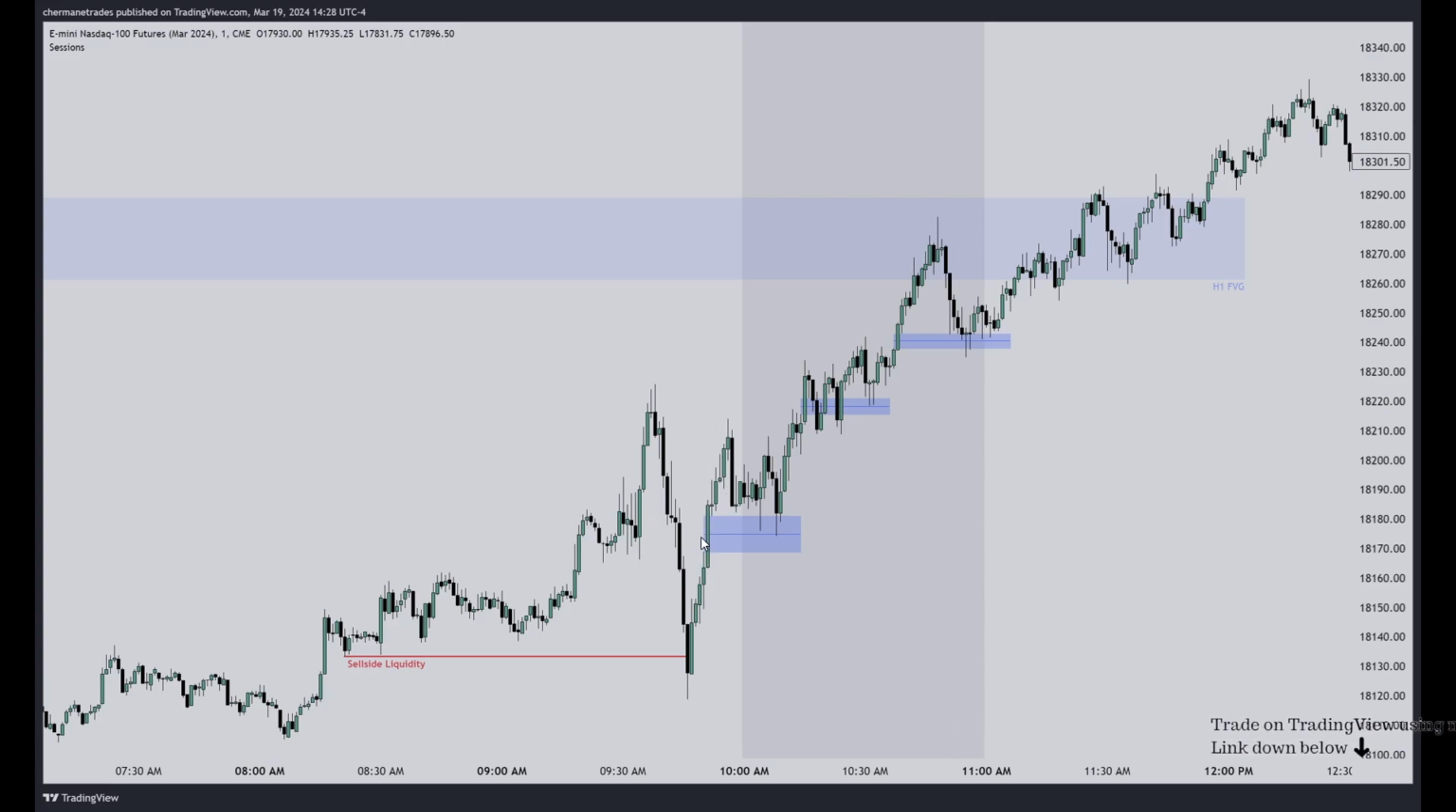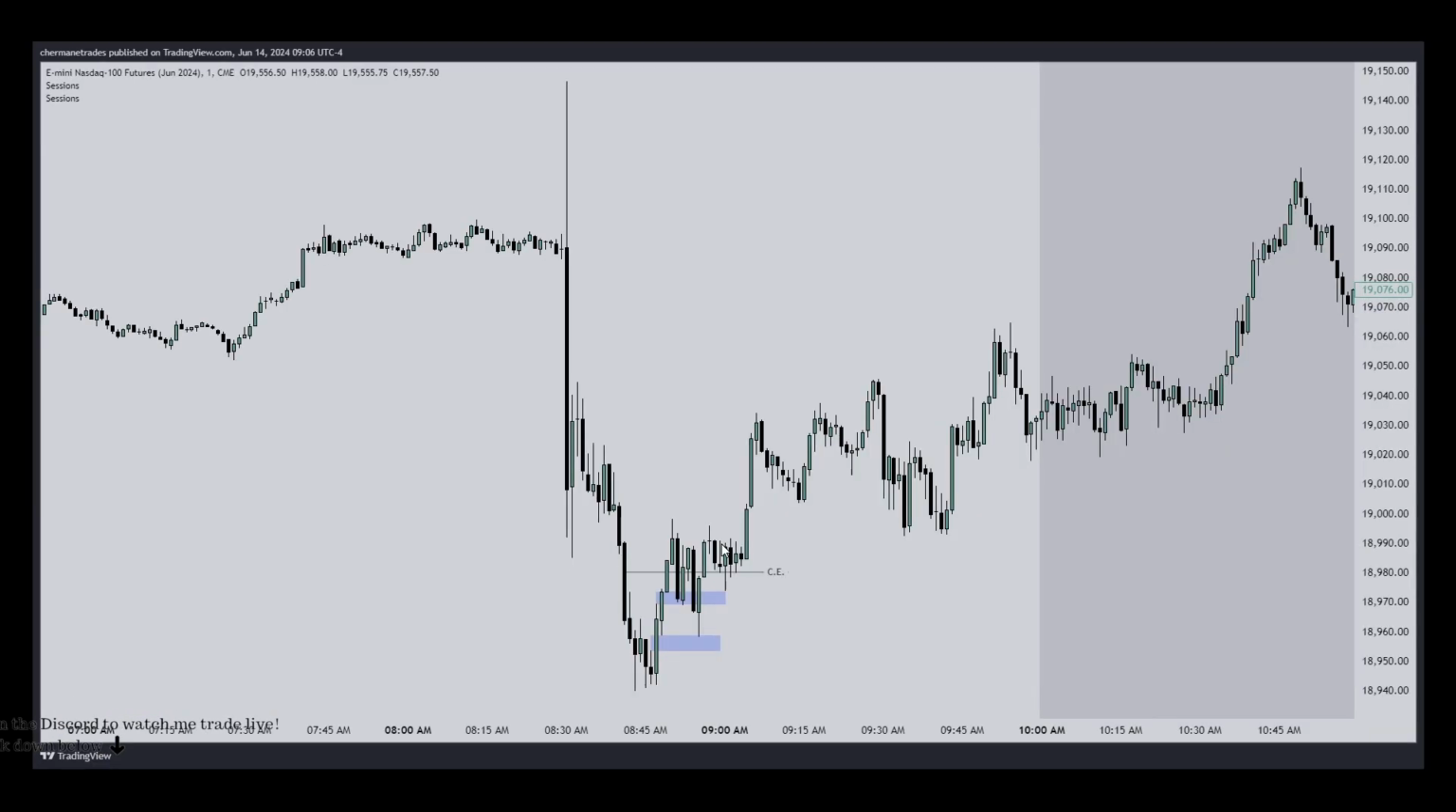You can trust buying this fair value gap, okay, without needing to see a high taken out. So you don't need a market structure shift in this situation. I have a few more examples here.